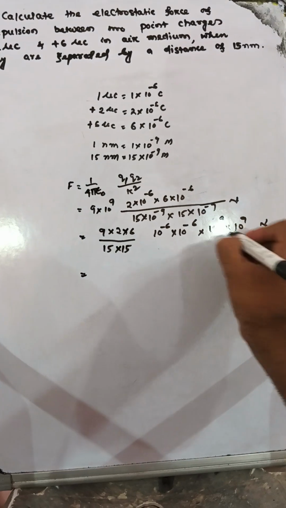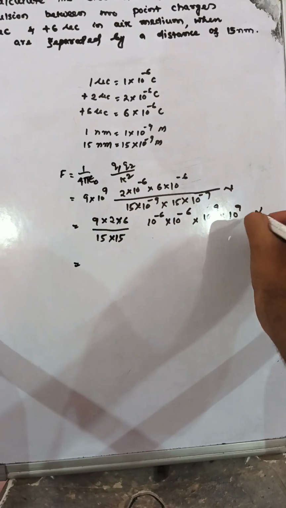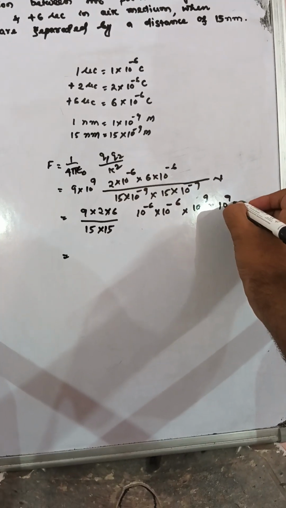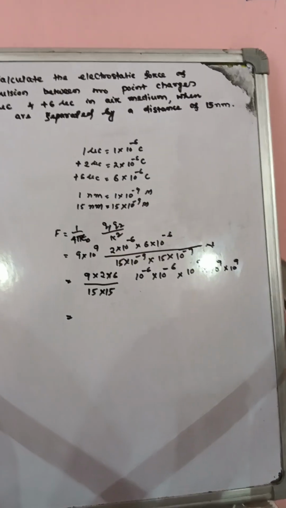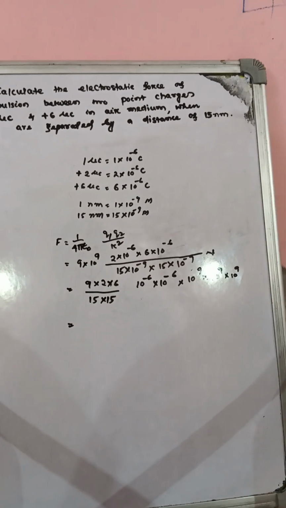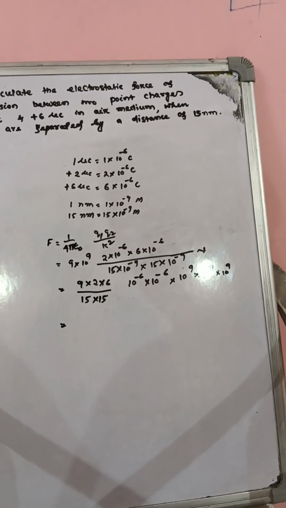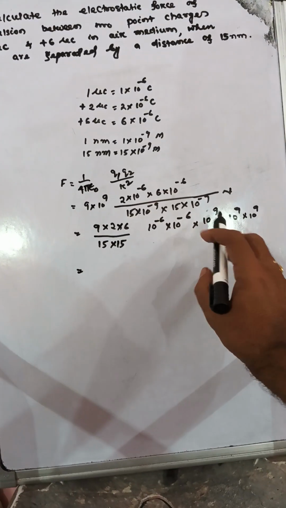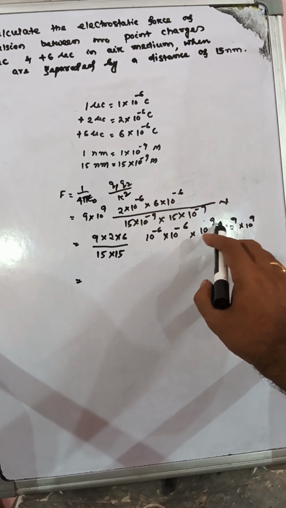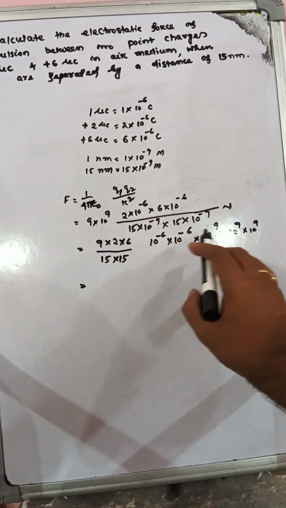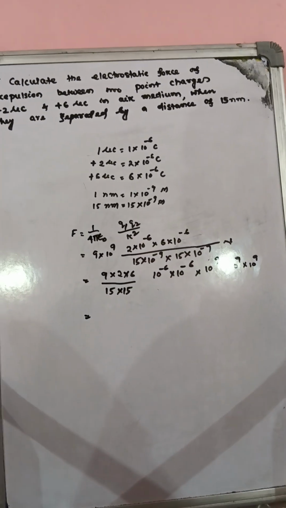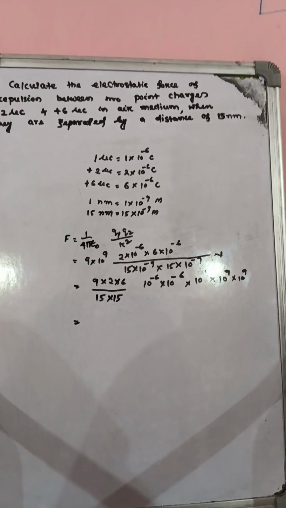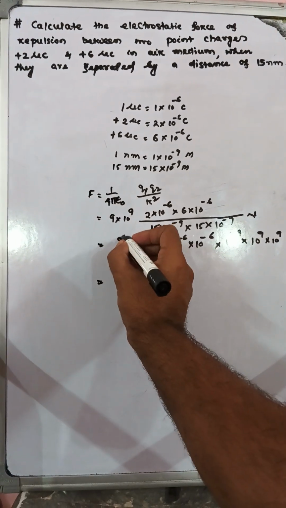Into 10 to the power 9. Here is 10 to the power 9, 10 to the power 3 times 9. Then 10 to the power 27 minus 12 is equal to 15.